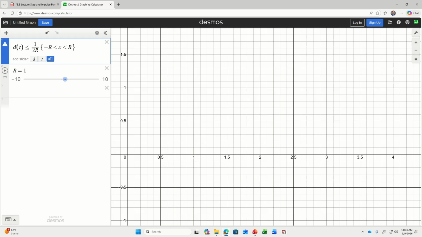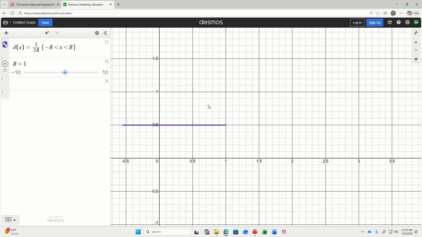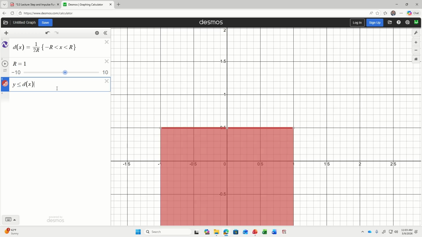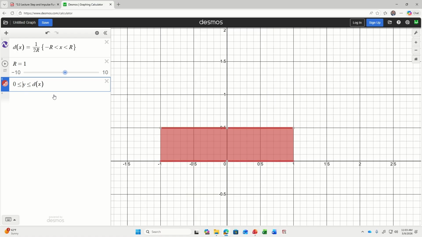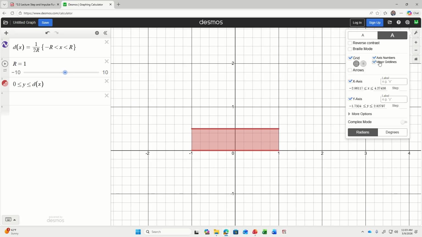It doesn't think d is a good name for a function, so let me name it f. No? Oh, I need to make it equals, not less than or equal to. Maybe I can use d. Now what it does not like. Oh, it has to be an x. There we go. Okay. This is my unit pulse function.